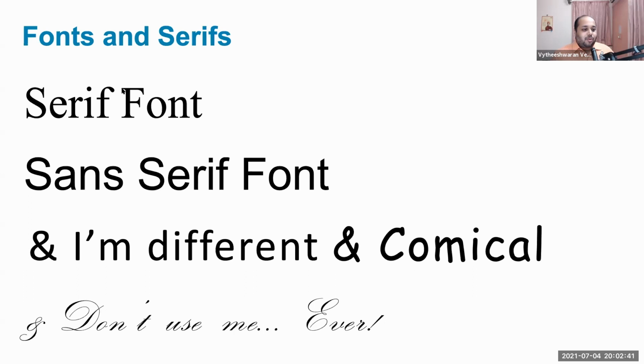So if you see these lines over here, these hangings that you have for the F and all those things, those fonts with these extra hangings are called serif. For example, if you look at the second example over here, the F looks very, very clean, straight lines. That is called a sans serif font. So when you select a font and start typing, you'll be able to identify whether it is a serif or a sans serif font.